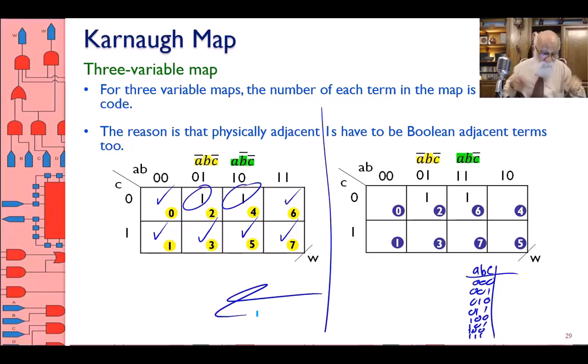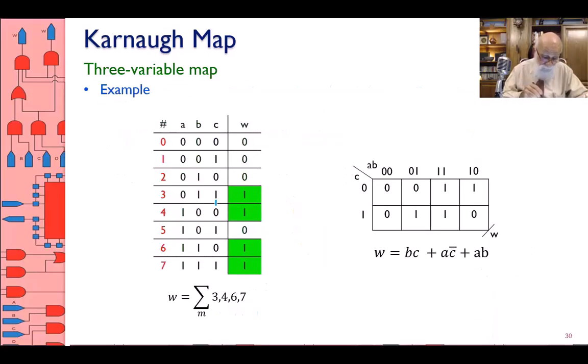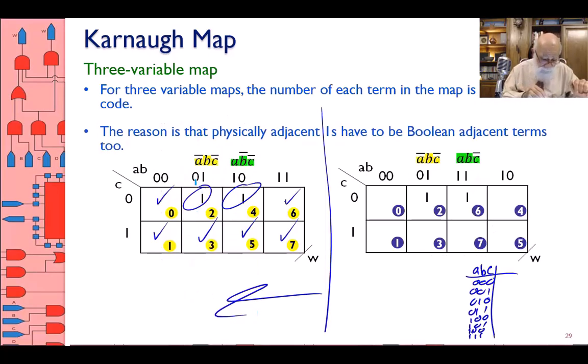So let's map them. But then wait a minute. Let's write the product term corresponding to the one on the left. It is A bar, B, C bar. That means A is 0, B is 1, C is 0. So it's A bar, B, C bar. How about the one on the right? A is 1, B is 0, C is 0. So it's A, B bar, C bar. They are physically adjacent, all right. Are they Boolean adjacent? No, they're not.